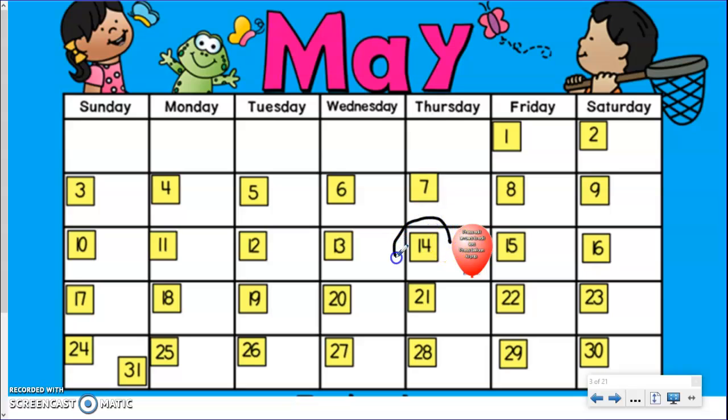We circle 14. And to figure out the day of the week, we're going to go straight up, look at the day of the week, and it says it's Thursday. Okay, so you see that TH, Thursday. So remember the 3 parts that we need. We need to remember it's the 14th, it's a Thursday, and we're in the month of May.